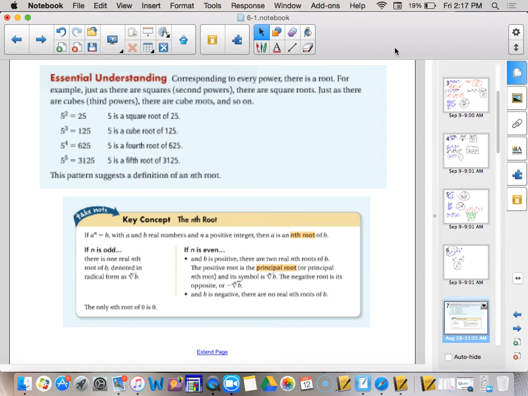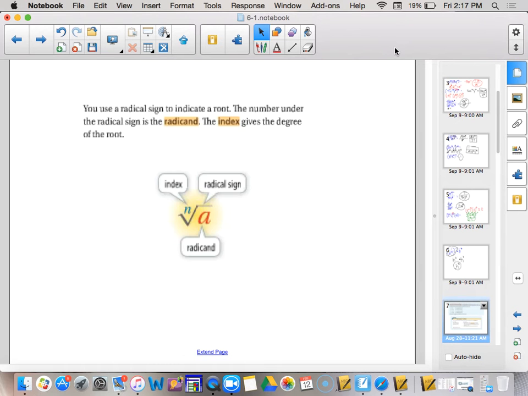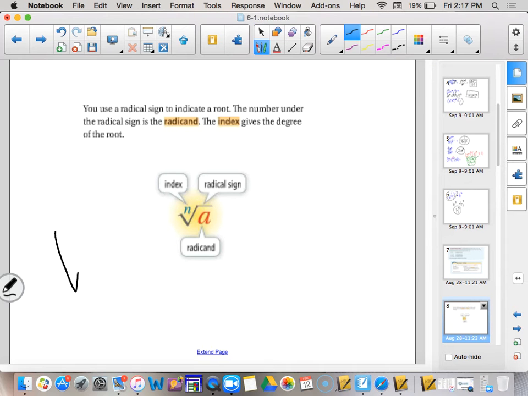5 cubed gives me 125. If I took the cube root of 125, I would end up with 5. Do y'all get that? Okay. So the definition of the nth root is down there if you want to go back and look at it, but we're fixing to get into it in just a second so you'll understand it better. So this is what's known as a radical sign, if you don't know this already. What's underneath this radical sign is called your radicand.